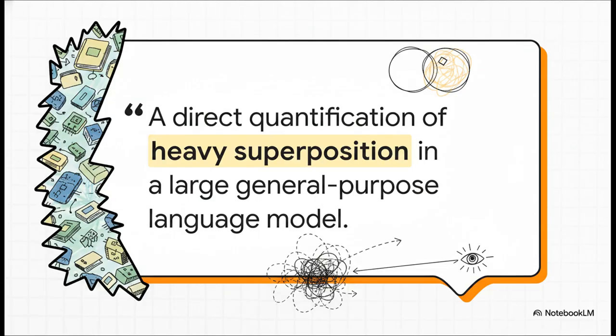It knows how to pull them apart when it needs to, but for us, looking from the outside, it just looks like noise. This 1.92% number is really the first direct measurement of just how aggressively a big model like Llama 3 uses this trick.